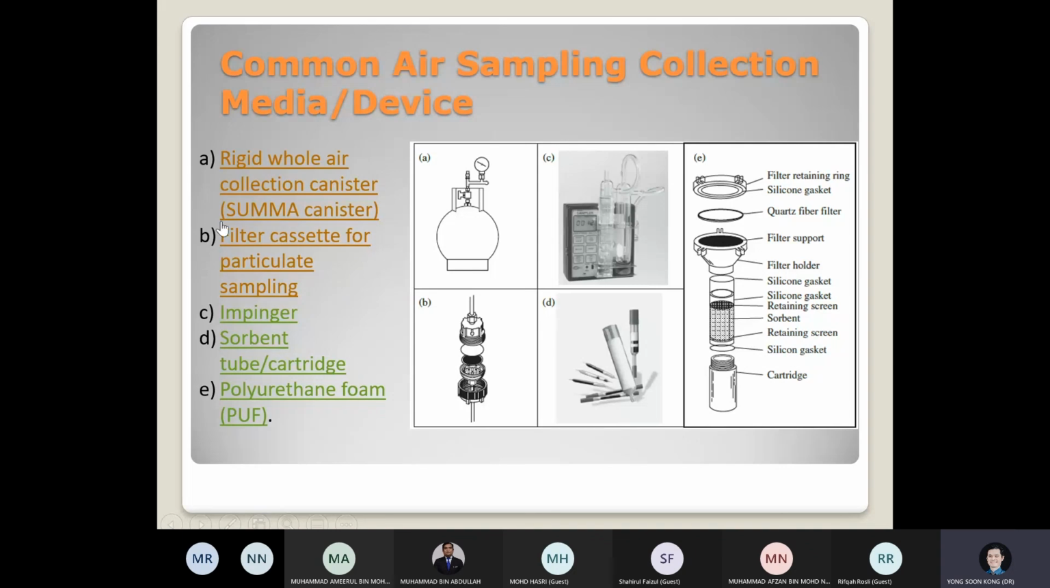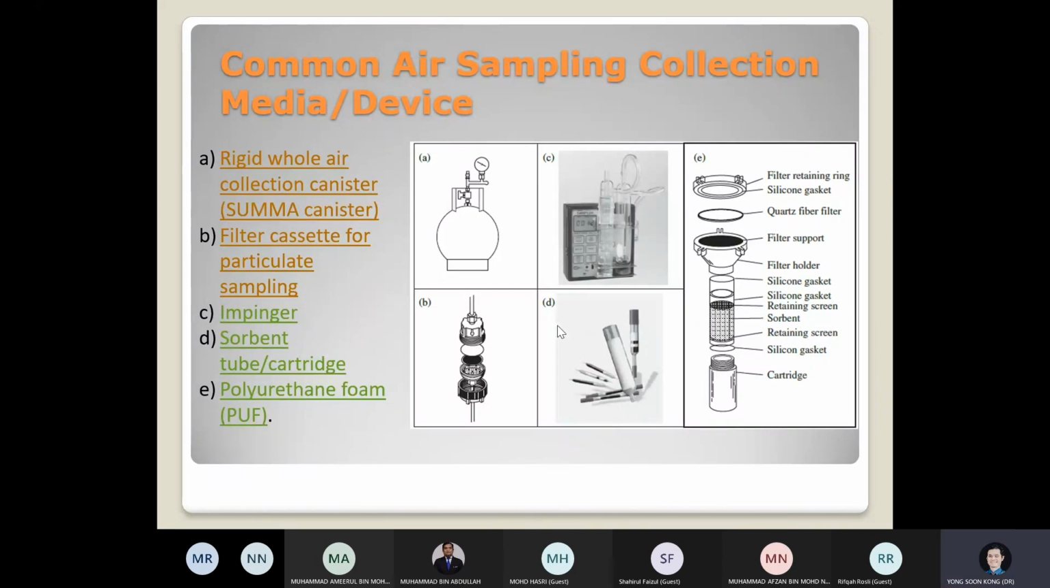B, filter cassette for particulate sampling. Now this one is another example of passive sampling. It is a cassette. If you pull it out, you have a series of layers of components assembled together. Inside this filter cassette, you will have maybe some membrane for you to filter the particulate. Some of them may be attached to a pump, some of them may not.